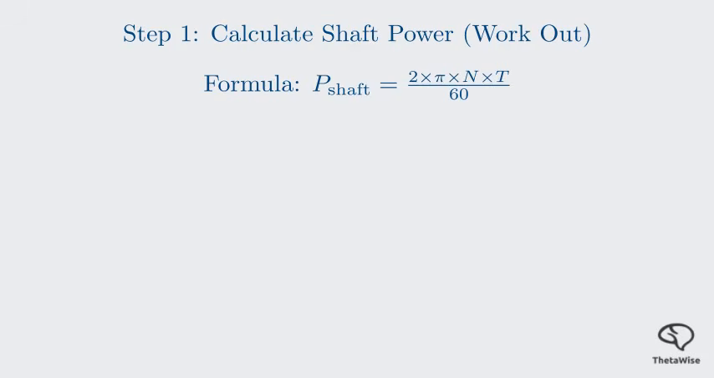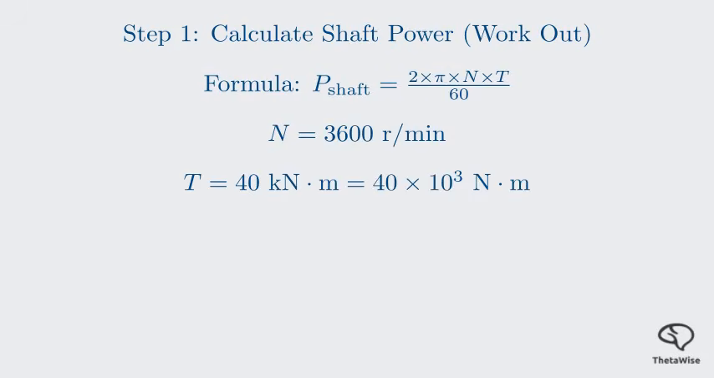Our first step is to calculate the power of the shaft. This formula connects the rotational speed and torsion to the mechanical power. Be careful with units. We are given the speed N in revolutions per minute and the torsion T in kilonewton meters. We need to substitute the values carefully. In the solution provided, N is 3600 rev/min and T is 40 kNm.